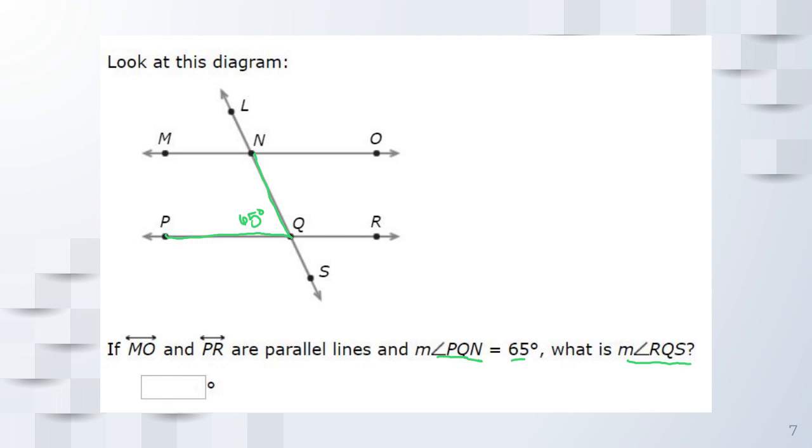So now I need to look at angle RQS. So what type of angles would these be? They are opposite of each other, and they both share point Q, the vertex point Q. So those would be vertical angles. And are vertical angles congruent? Yes, they are, which means if one of them is 65 degrees, the other will also be 65 degrees. So my answer here is 65 degrees.